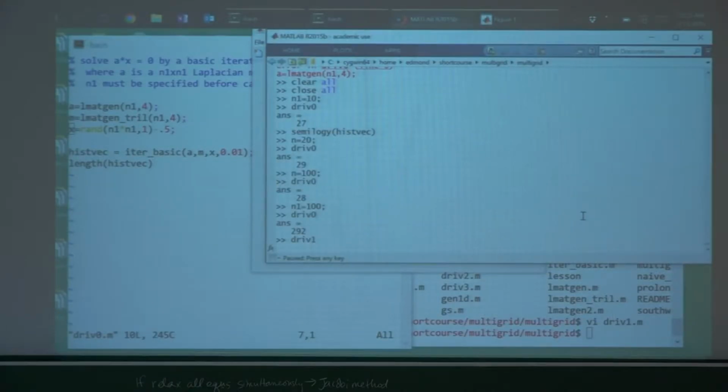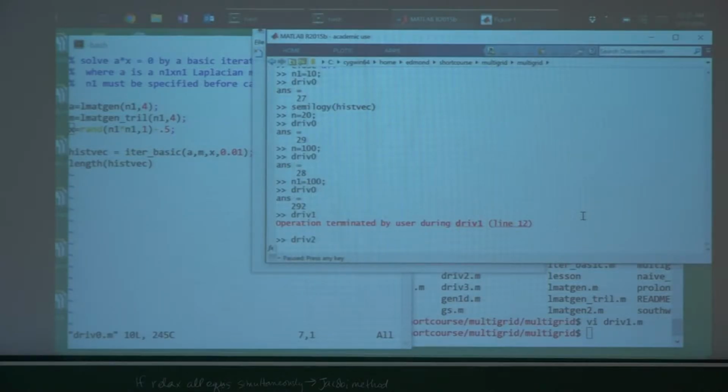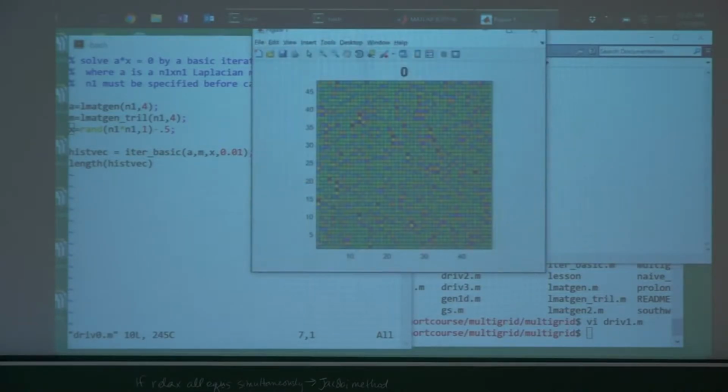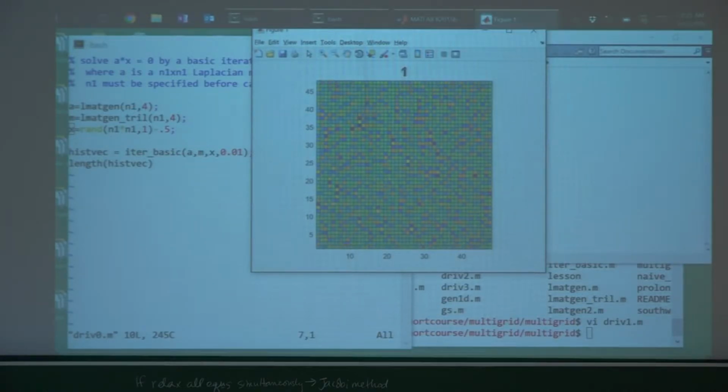Here's an example in 2D. Here's the 2D problem. We have an initial error, and it's random. I'm going to apply Gauss-Seidel in one iteration, two, three. Uh-oh. Let me check my code for a second.